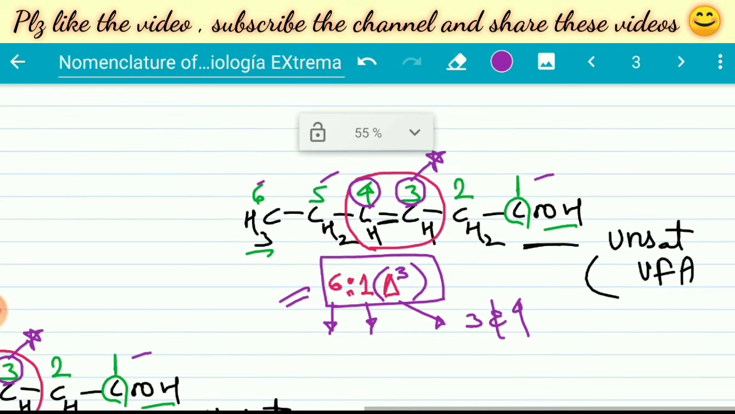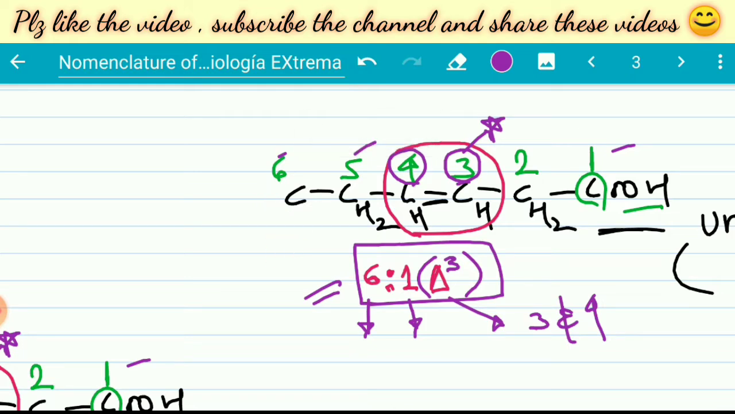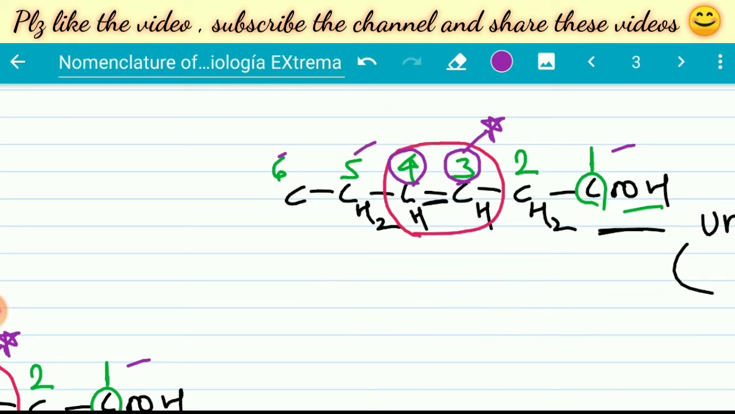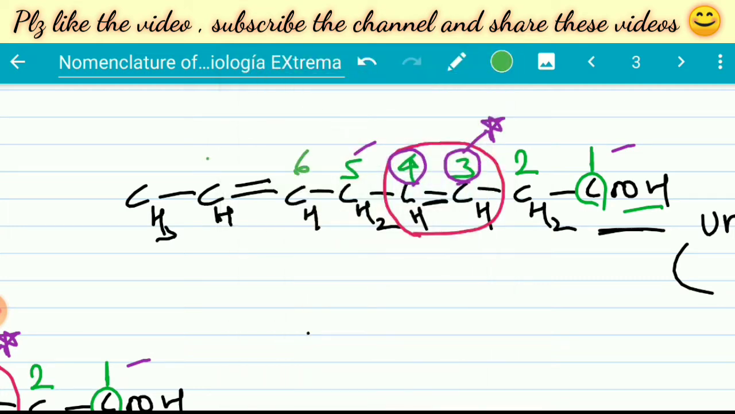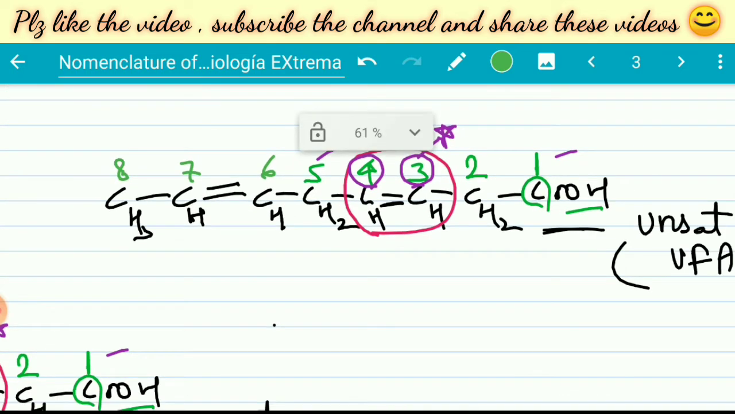For this we need to expand our fatty acid chain. So let's add 3 more carbon atoms, and make a double bond here. This will be CH3, this is CH, this is CH. And if we adjust the numbering, this is 6, 7, 8. So now it's a PUFA, polyunsaturated fatty acid, because it has more than one double bond.